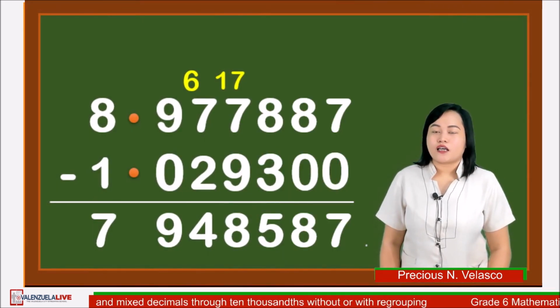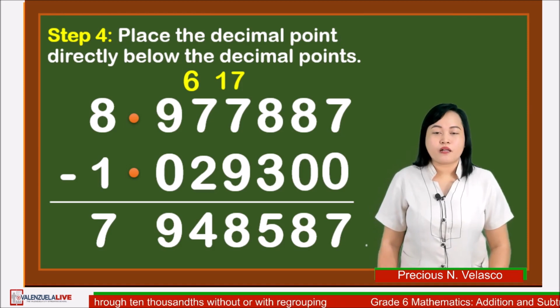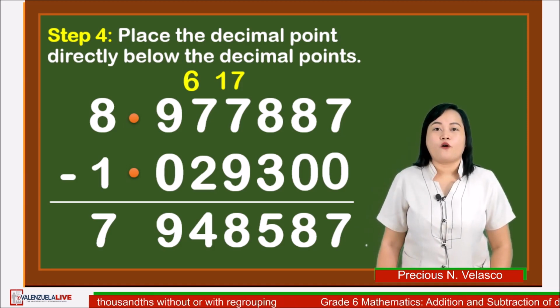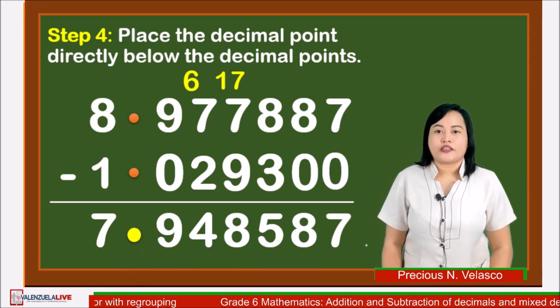For the last step in subtracting decimal number, we are going to place the decimal point directly below the decimal point. So we are going to put the decimal point here.